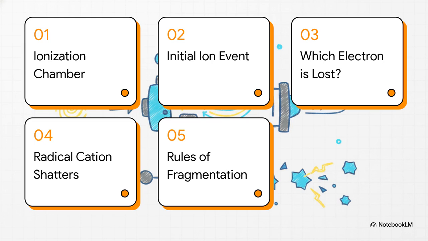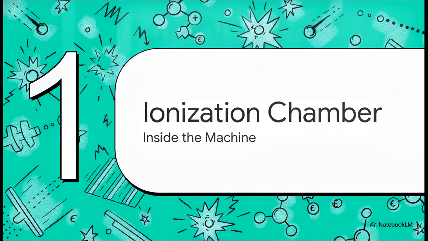Here is our roadmap for today. 1. Inside the ionization chamber. 2. The initial ionization event. 3. Which electron gets lost. 4. The radical cation shatters. And 5. The rules of fragmentation. Let's jump right in. Part 1.